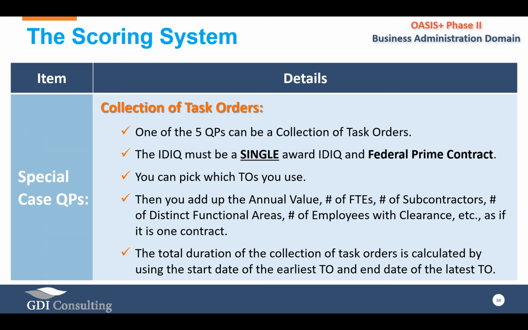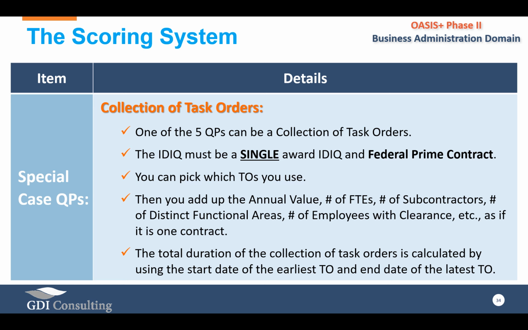There's also one special case I want to cover. If you have a single award IDIQ or BPA, and my emphasis is on single award and you being the prime. So you are prime and it's a single award IDIQ or single award BPA. Then you are allowed to bunch up the task orders together and consider it as one of the 5 QPs. You can only do this once, so only one of the QPs can be a collection of task orders, as they call it.